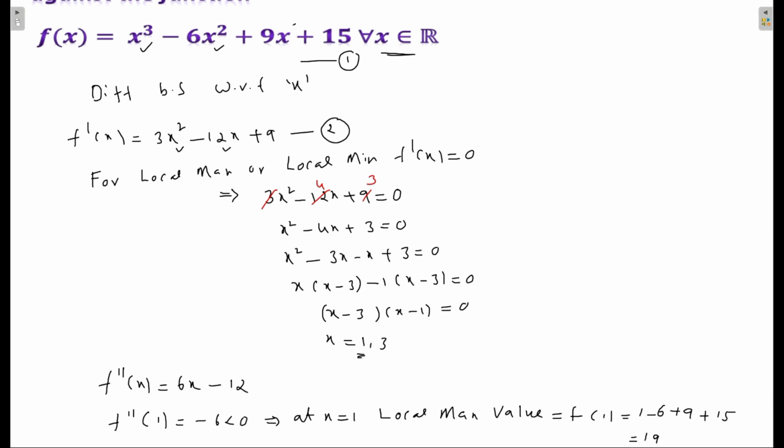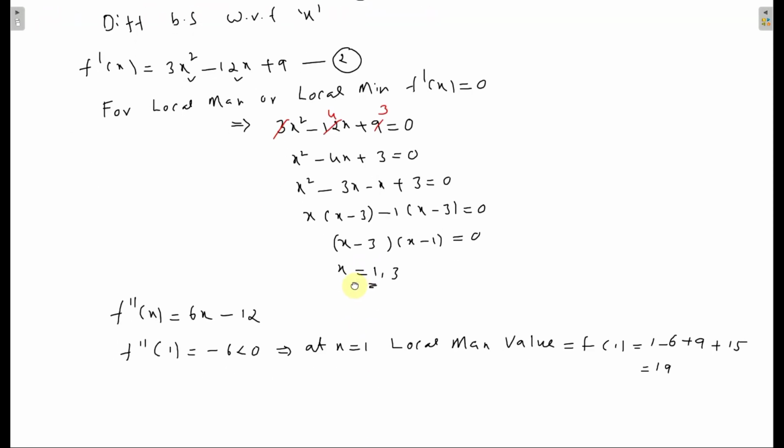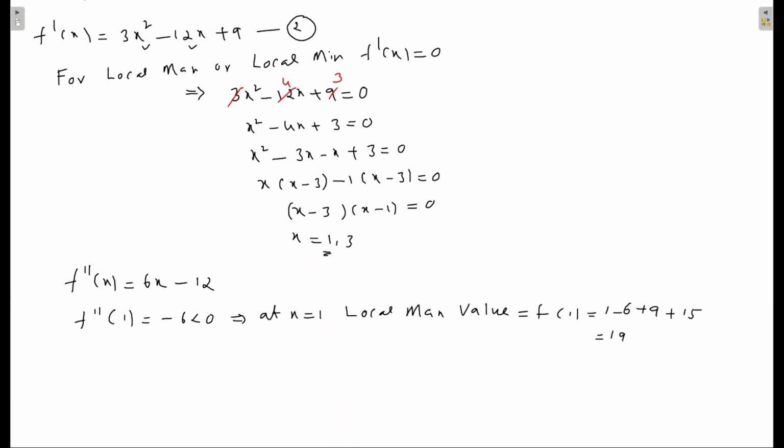Similarly find out f double dash 3 value. F double dash 3 is equal to, substitute 3 in this one, 6 into 3 is 18. 18 minus 12, that is 6, greater than 0. That implies that at x is equal to 3 we get a local minimum value.